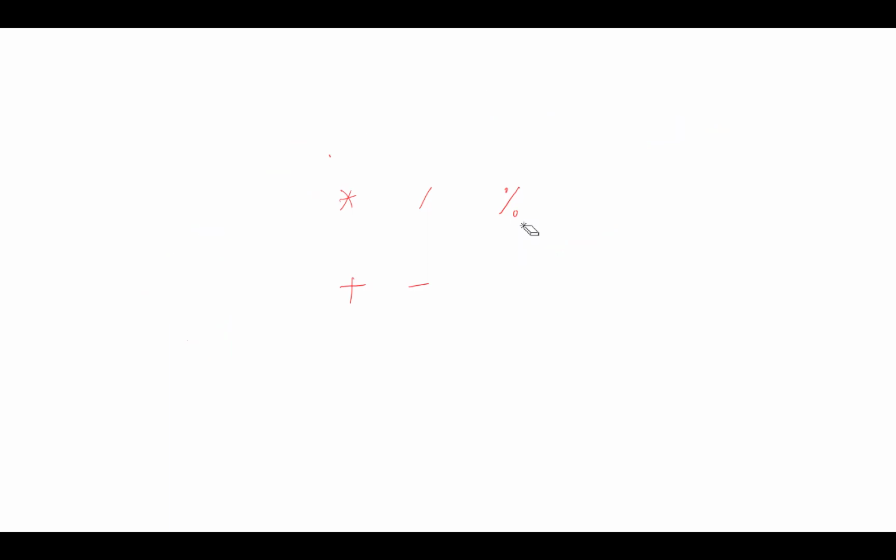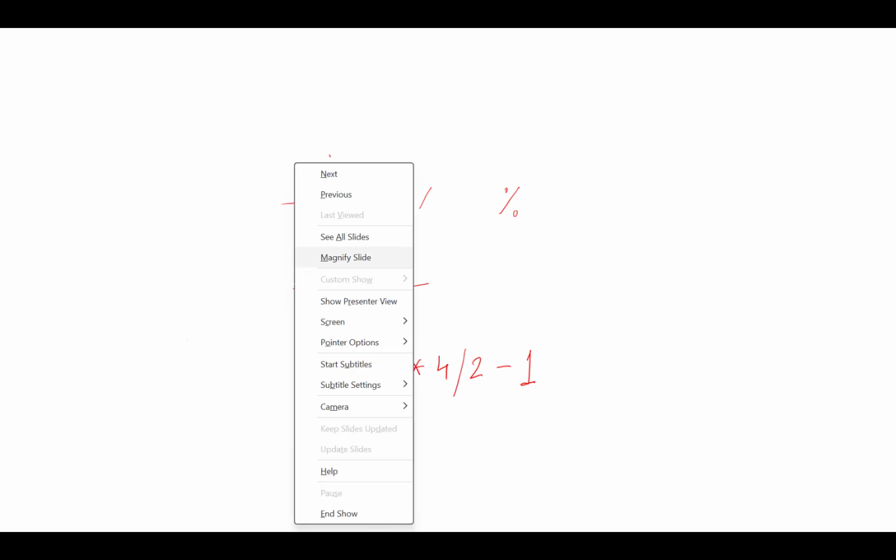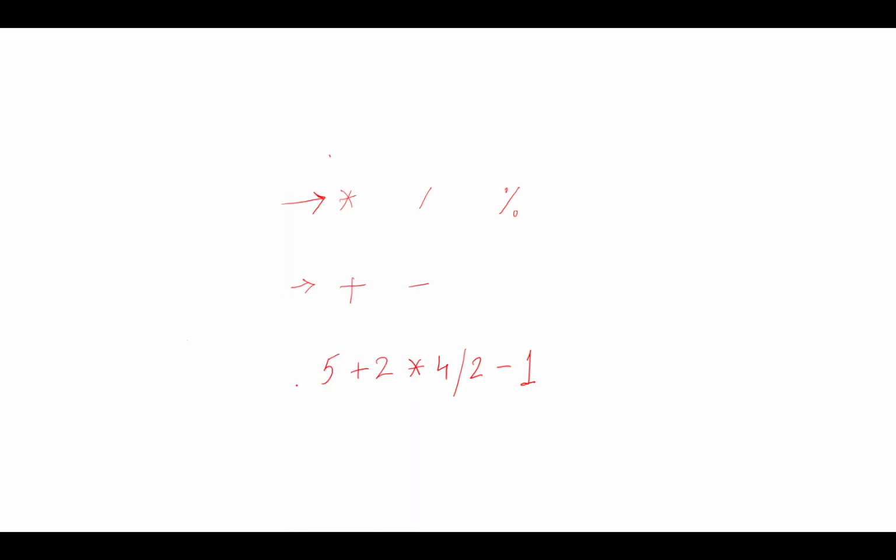The next thing to remember in the arithmetic operators is the precedence. This means that if in an expression we have used multiple operators, for example 5 plus 2 into 4 divided by 2 minus 1, then what will be the answer, or what will be the steps? Multiply, divide, and modulus have higher precedence as compared to plus and minus. This means that in this expression, the very first thing that will be solved is multiply or divide. Now, which one out of these? Both have the same precedence.